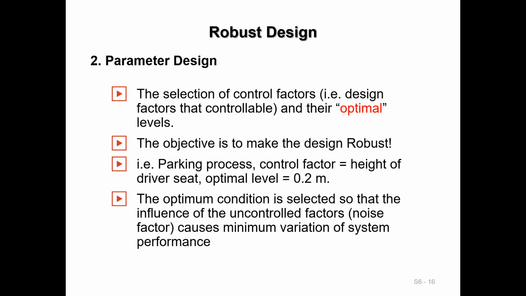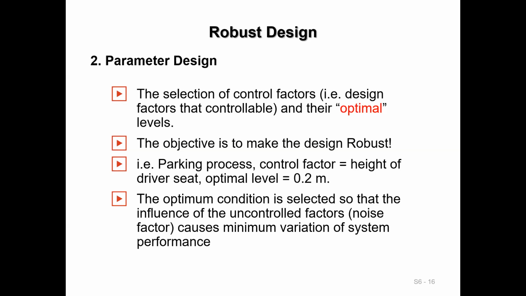For example, I selected a Vios, and I selected a driver, Mr. A. During the parking process, what can be controlled, in this slide, is for example the height of the driver's seat. You can adjust the height, and maybe this height is going to influence how well you park your car into the parking lot. Or the angle of the side mirror, or the speed at which you drive to park your car in the parking lot. So these are the parameters.